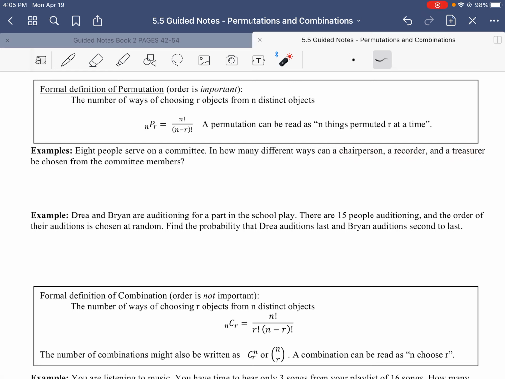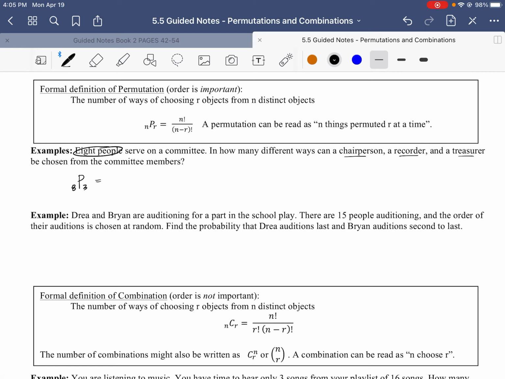Okay, so what we would do is we would say, well, what is the total? Well, there's 8 people serving on the committee, so that's going to be my n value. And then I'm going to permute 3 of them because I need to fill 3 positions, a chairperson, a recorder, and a treasurer.